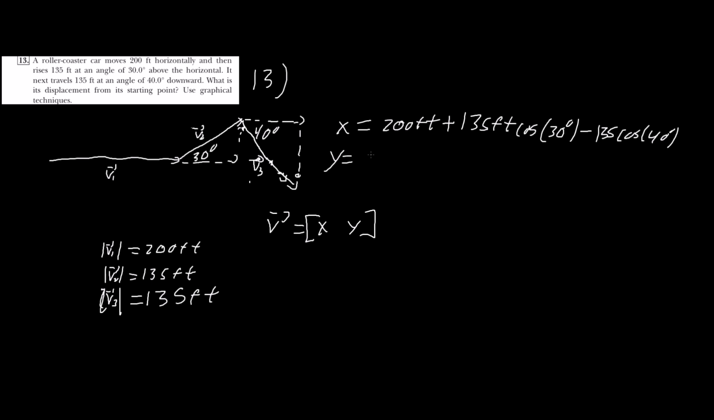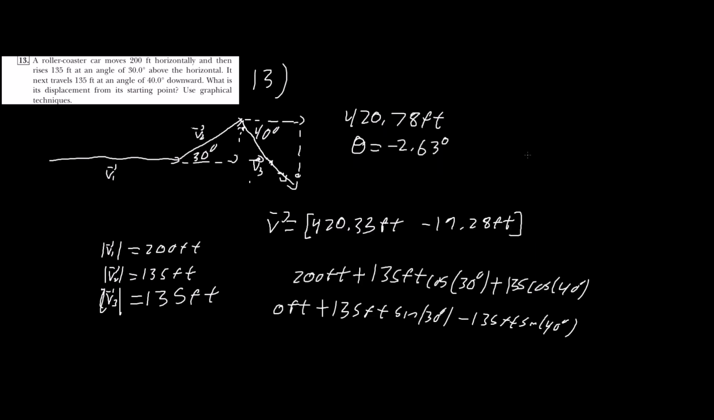And Y, initially it's going to be 0 feet. I'm an idiot. It's actually plus. It's hard to do video and keep track of this, but yeah. So we're going to write 135 feet sine of 30 degrees. And we're going to minus 135 feet sine of 40 degrees. There we go. All right. So we're just going to put that in the calculator.